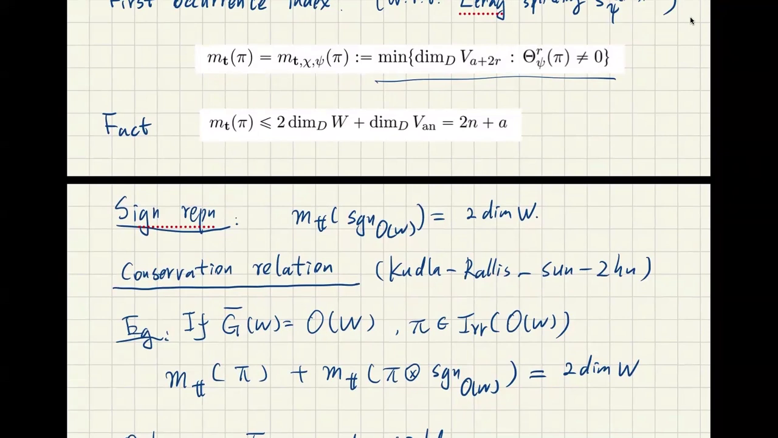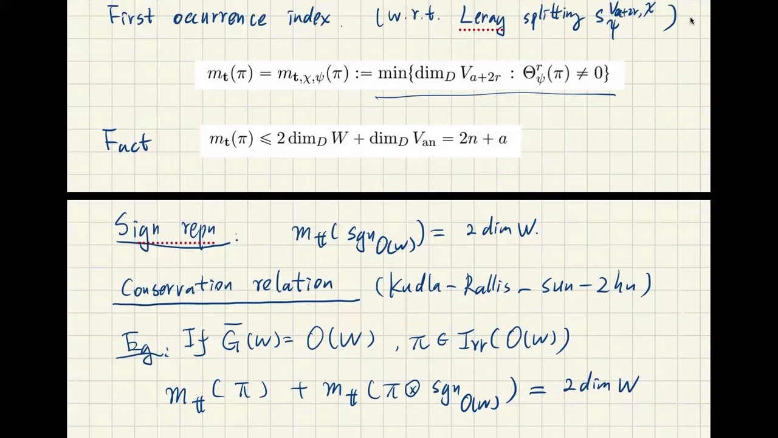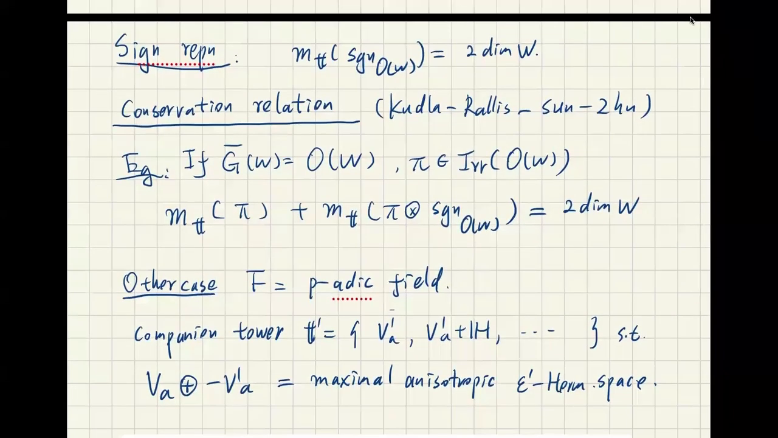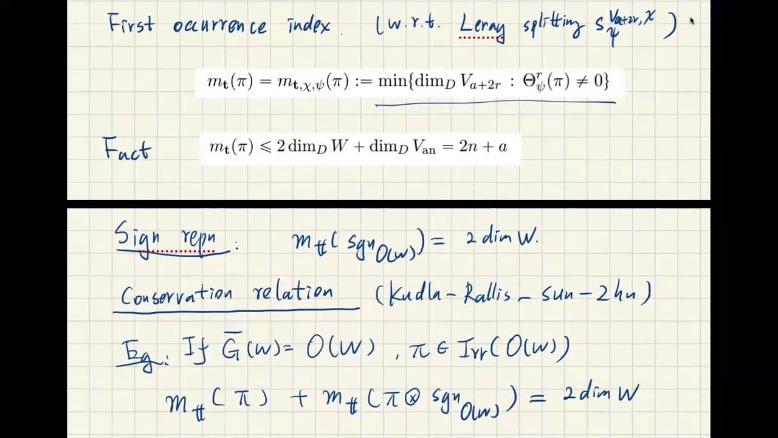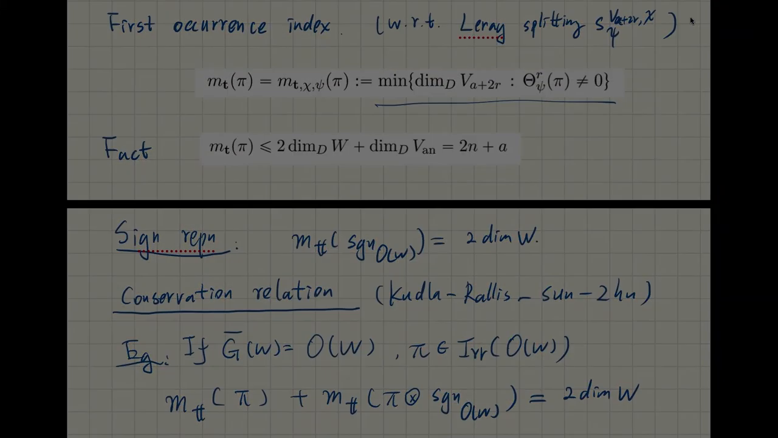And the conservation relation was pointed out by Kudla and Rallis, and they also proved it for supercuspidal representations; later it was settled by Sun and Zhu for the p-adic case. For the local field case, this is a typical example: the first occurrence indices for pi and for pi tensor the sign representation, if you add them together, equal 2 times the dimension of W when pi is an irreducible representation of the orthogonal group. I'm going to talk more about the first occurrence later, maybe. I think that's all for today. Thank you.